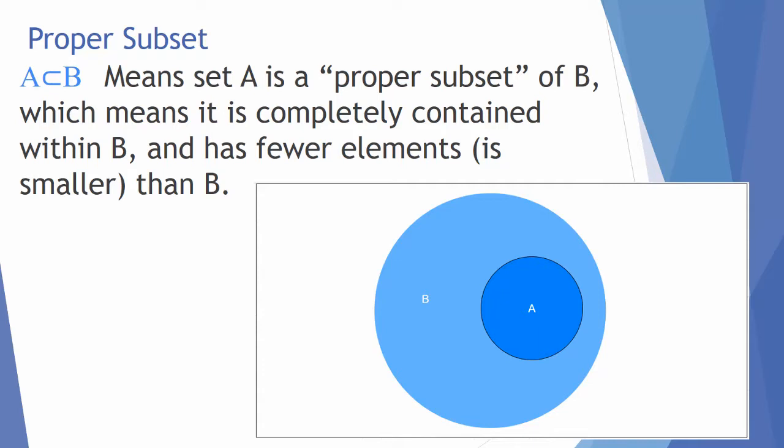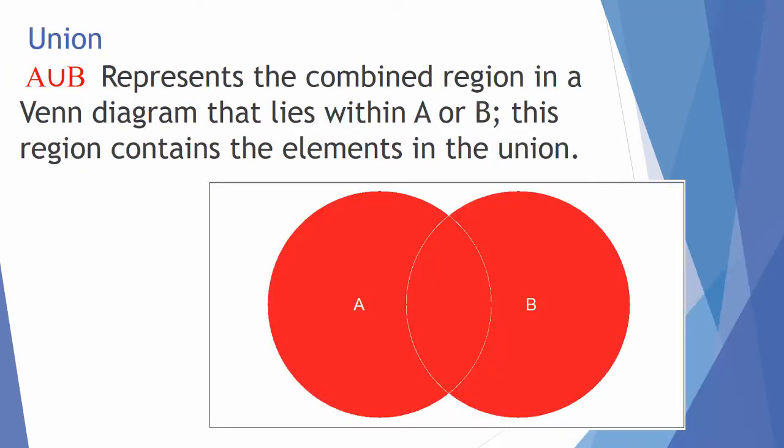A proper subset, such as the one shown here, A is contained in B and is shown by the little symbol that kind of looks like the letter C or a U turned on its side. That means that A is completely contained within B and in fact has fewer elements, is smaller than B. So on the Venn diagram we would show that the set A is a circle inside of the larger circle or the larger set B. Now, of course, A and B don't need to be subsets of each other. They can be separate sets.